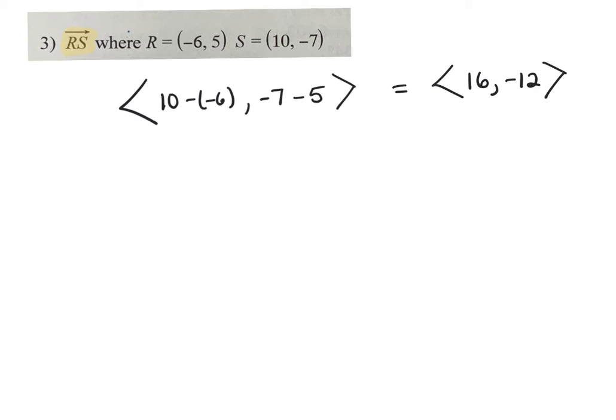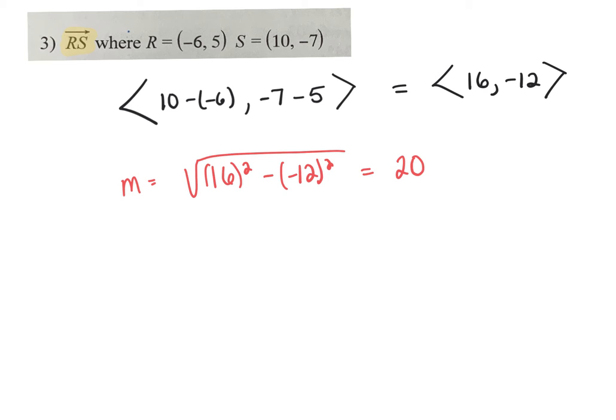From that, I can get the magnitude. The magnitude is going to be my distance. I already have my subtraction of my x's and my subtraction of my y's. So to find my magnitude here, I would just say the square root of 16 squared plus -12 squared, and you get 20 there.